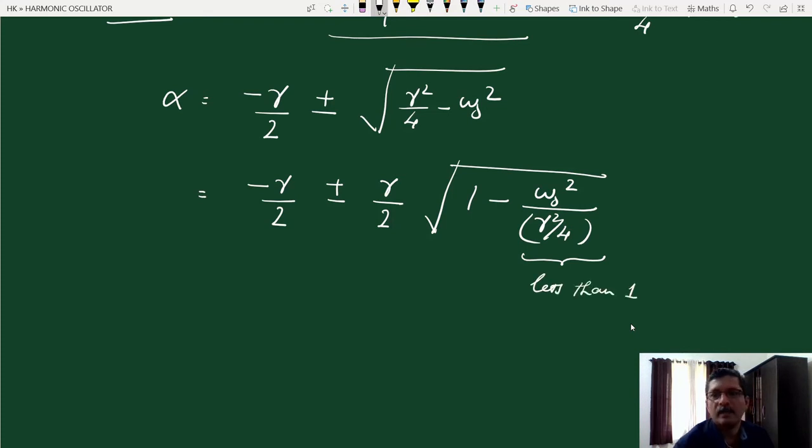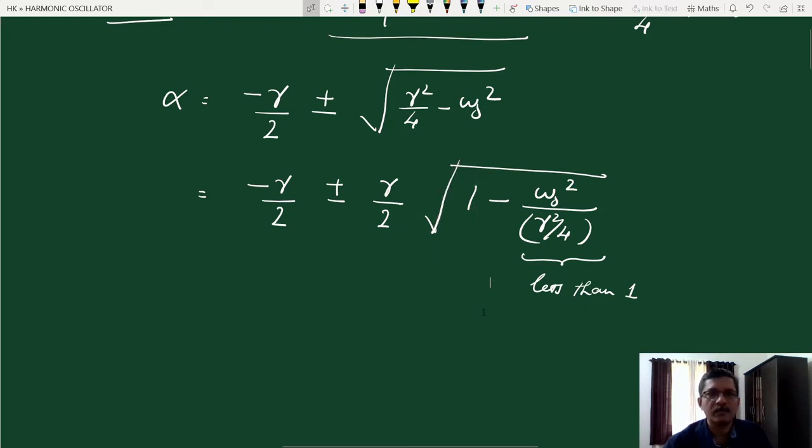And what about the square root? Inside the square root you have 1 minus a quantity less than 1. That means the square root will be positive. It will be positive, but its total value will be less than 1 because you are subtracting something from 1.